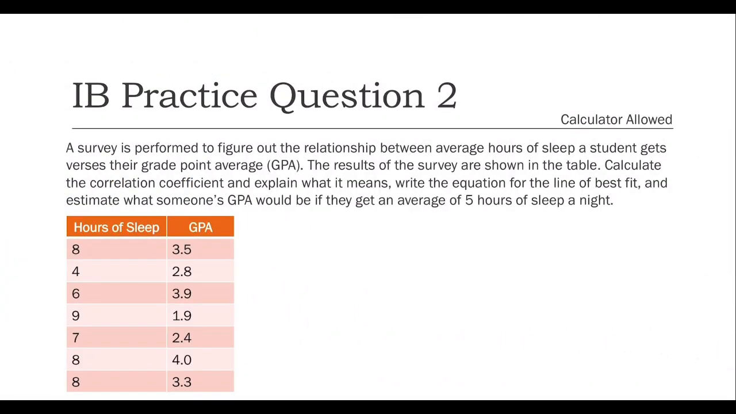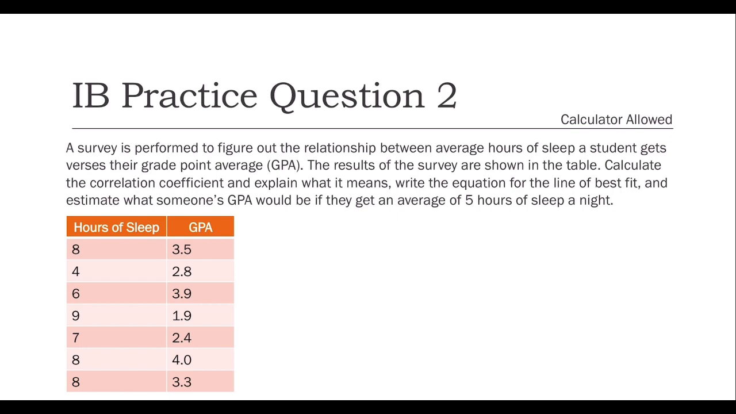Now we have our second IB practice question. It says a survey is performed to figure out the relationship between average hours of sleep a student gets versus their grade point average, or GPA. The results of the survey are shown in the table. Calculate the correlation coefficient and explain what it means. Write the equation for the line of best fit and estimate what someone's GPA would be if they get an average of 5 hours of sleep a night.